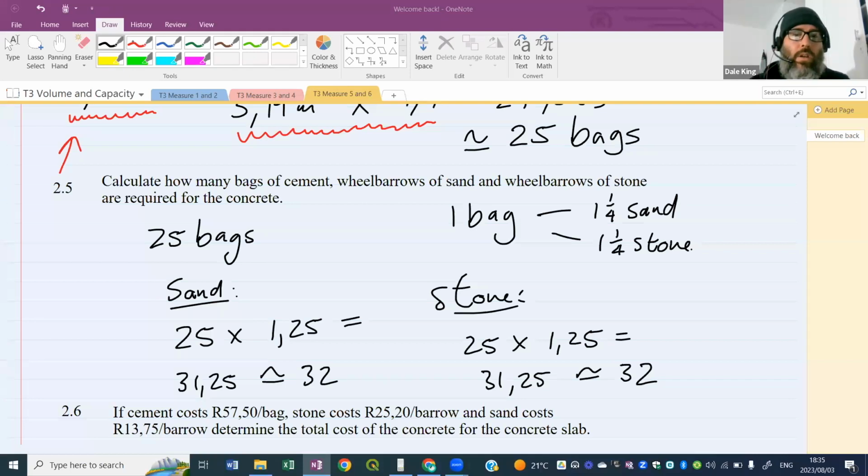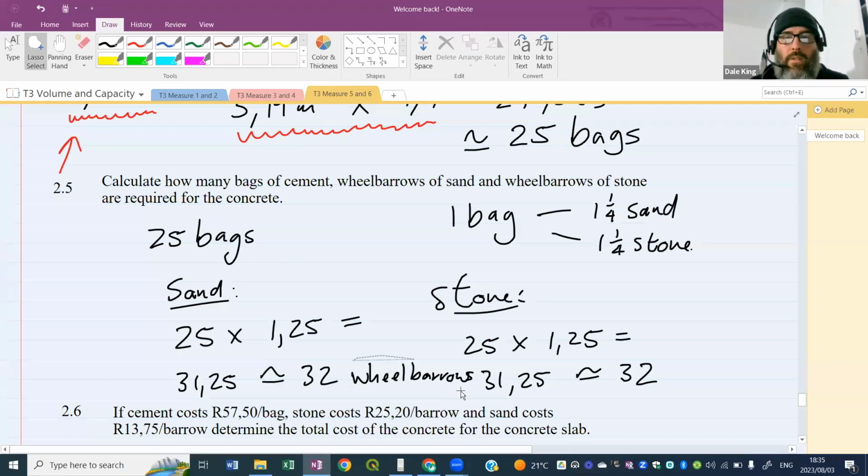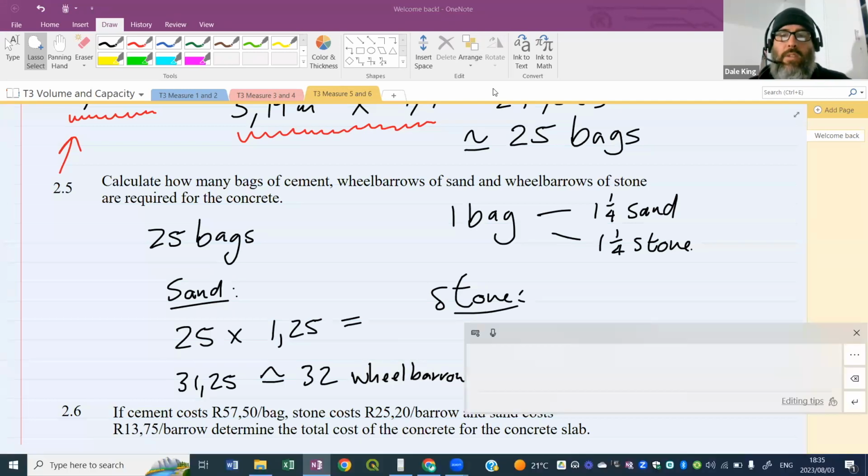Someone's saying, sir, you need to write there wheelbarrows. Yes. All right, wheelbarrows. Right there, 32 wheelbarrows. I'm going to cheat and just copy and put it here. All right, good. So we need 32 wheelbarrows of sand and 32 of stone. Luyanda, good question. Exactly the same as the cement.